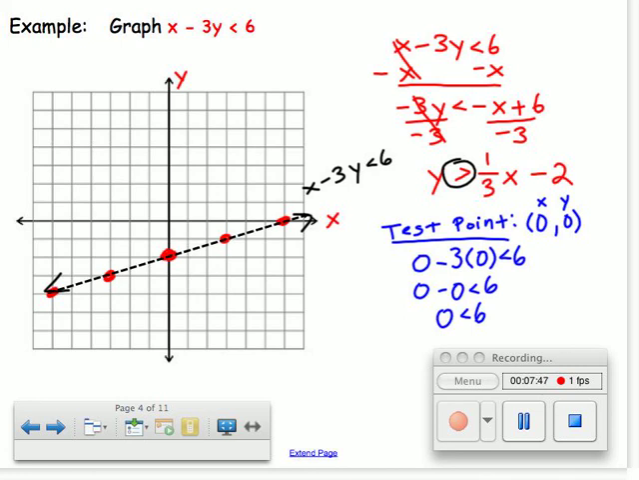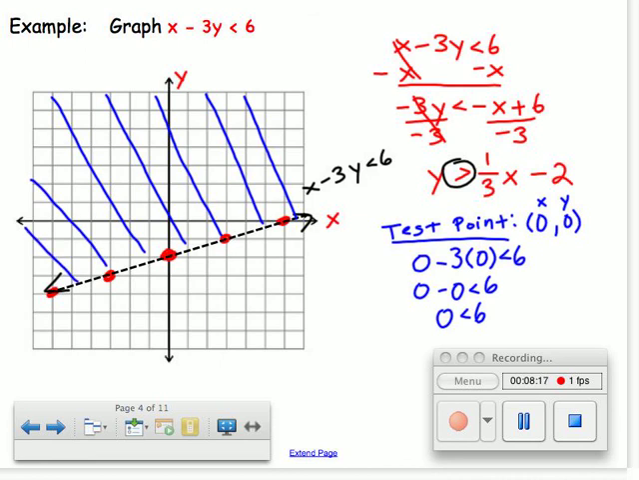There are two situations that can happen. That'll either be a true statement or a false statement. Since that is a true statement, the side of the graph that contains 0, 0 is your solution set. So in my line, the side that has the 0, 0 is the top portion of the line. So what I do to represent that is I don't color it in, but I draw these lines to indicate all of the points that will make my inequality true. The other side of that line are all of the points that will not make the inequality true.